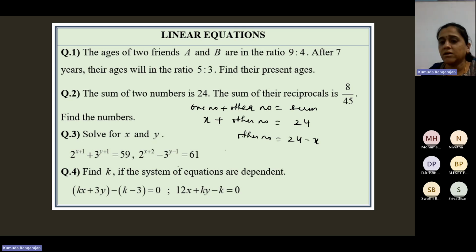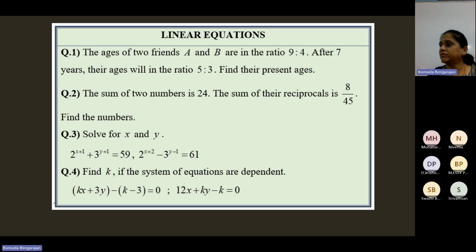Yeah, simple. But when you use one variable, you said x minus 24. That's wrong. So if you have the difficulty, write the equation in words like this. And then you substitute: one number is x plus, you don't know the other number, is equal to the sum 24. So the other number is 24 minus x. Okay.